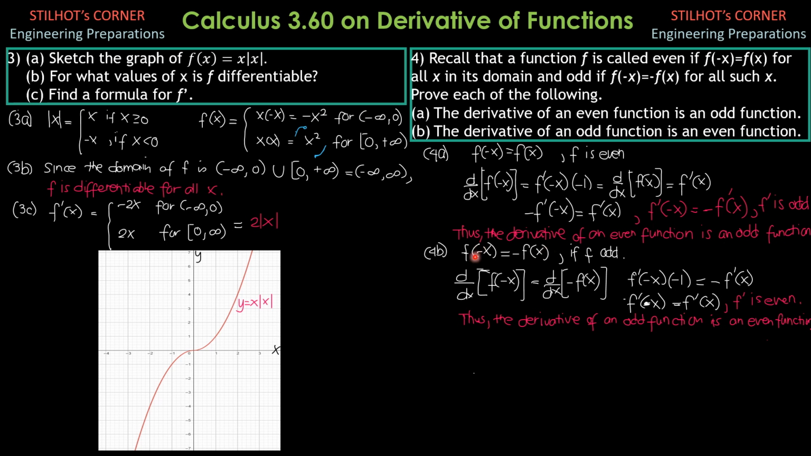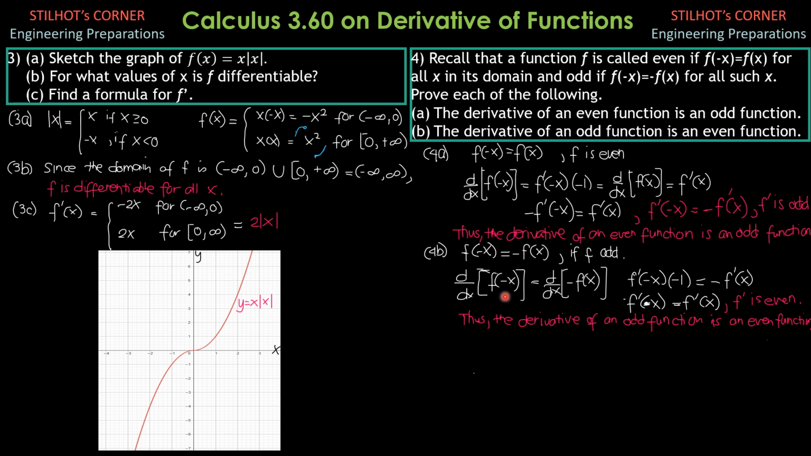Likewise, if f of negative x is negative of f of x, that means f is odd. So if f of negative x is negative f of x, that means f is odd in this case.